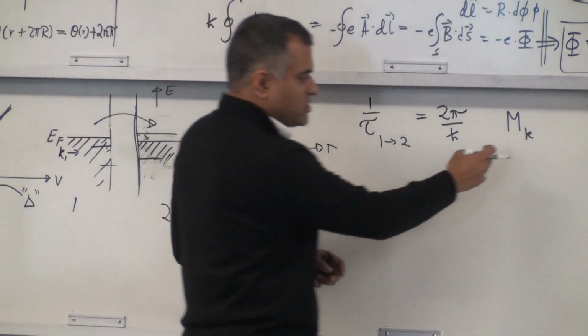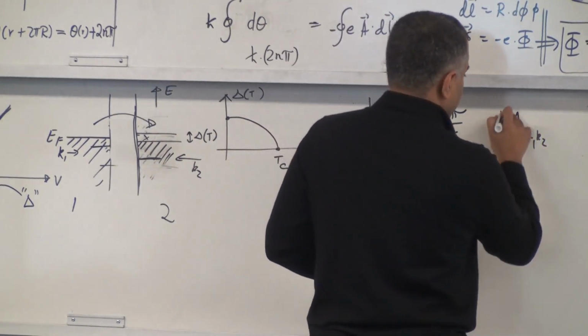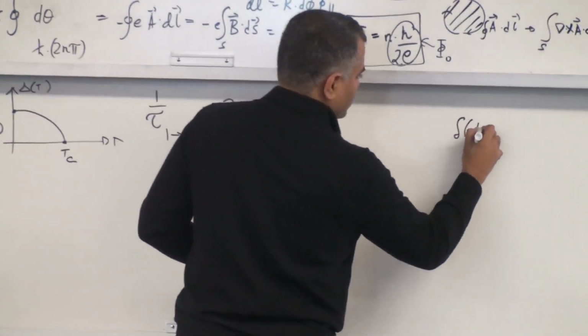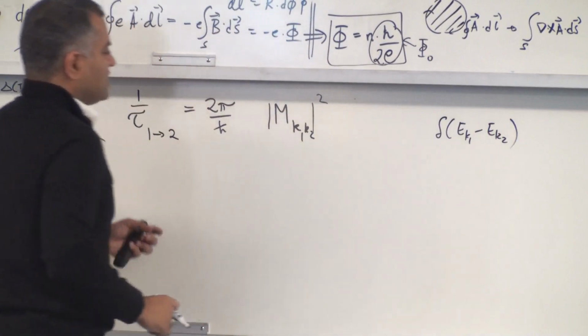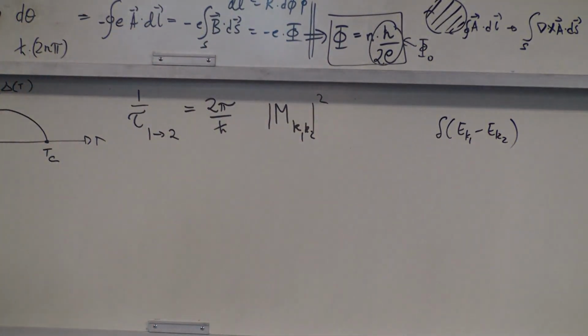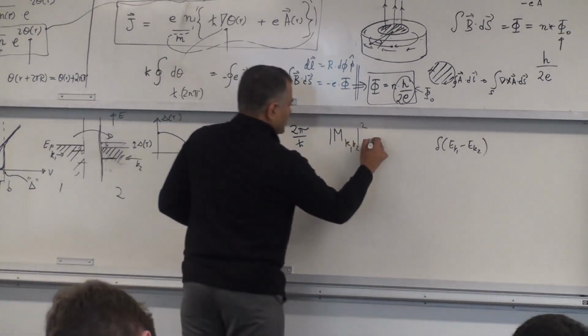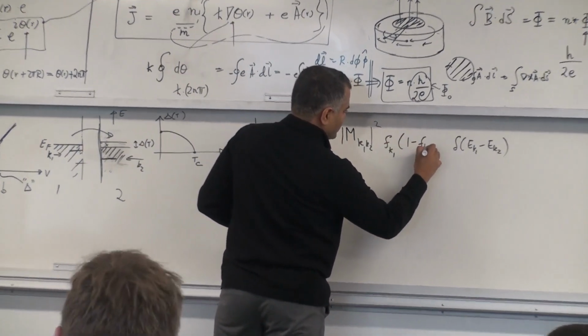And k's are just labels of the orbitals you're going into. Okay, so k1 to k2 and mod squared, and you get a Dirac delta of E_k1 minus E_k2, right? And I left a little space because I also want to build into it right now that this state should be occupied and that should be empty. So you can write it as a Fermi-Dirac distribution here of k1 and 1 minus Fermi-Dirac of k2.